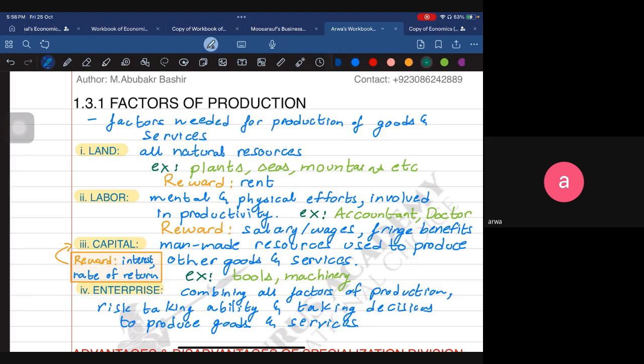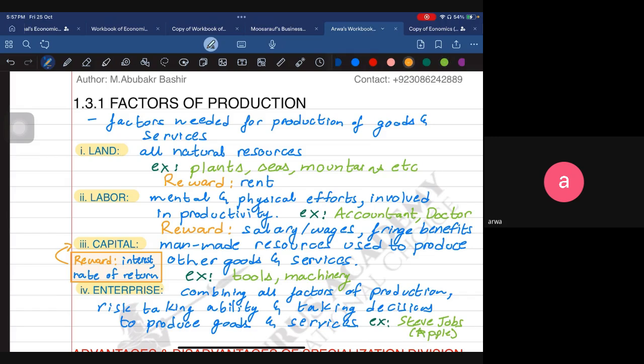What is an example? Do you know any businessman? There's Bill Gates. There's Mark Zuckerberg, Steve Jobs. All these people are the ones who were the entrepreneurs.